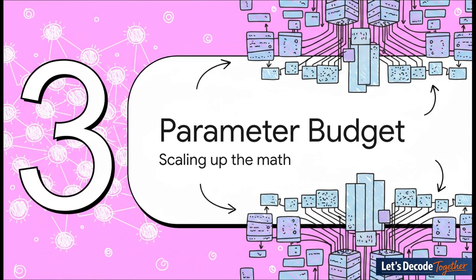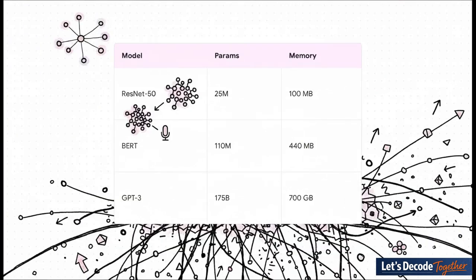Section 3, the parameter budget. Time to scale up the math. Now, when we start grouping millions of these individual neurons together, the numbers just absolutely explode. A standard image classification model from just a few years back, something like ResNet 50, had about 25 million parameters. Then early language models like BERT bumped that up to roughly 110 million. But then we look at something like GPT-3, it completely jumped off the charts, all the way up to 175 billion parameters.